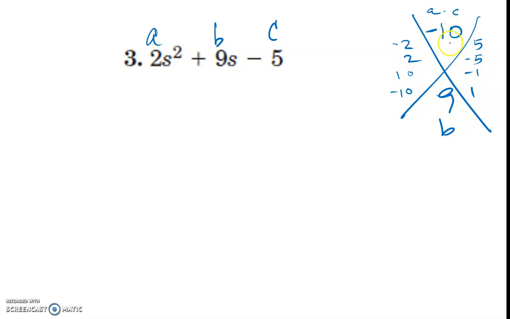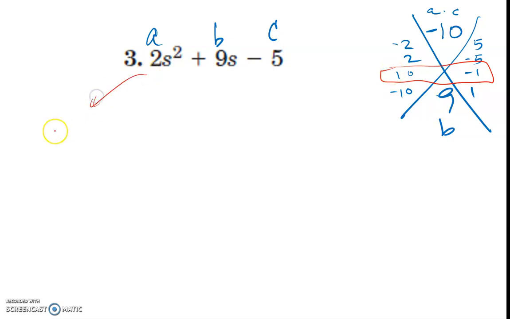10 times -1 is -10. When I add them together, it gives me a +9. That looks like the winner. Let's just look at the last set. -10 times 1 is -10, but -10 plus 1 gives me -9. I need a +9, so it looks like 10 and -1 are my two values.